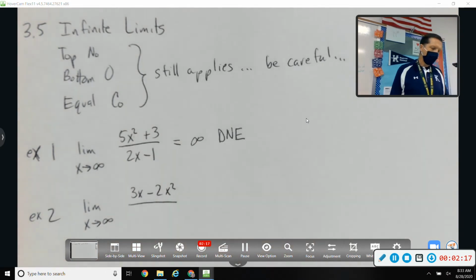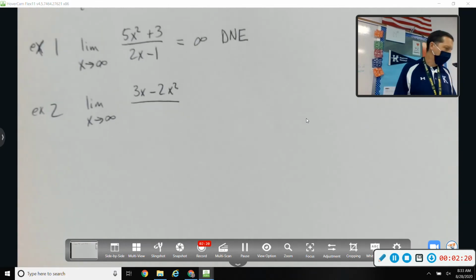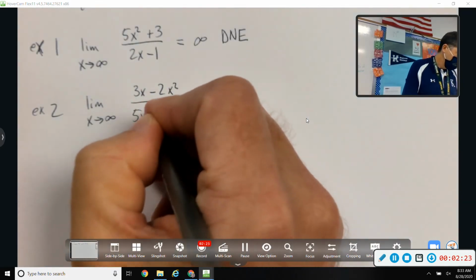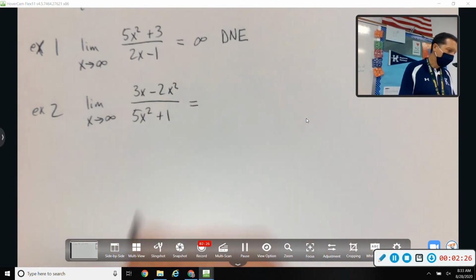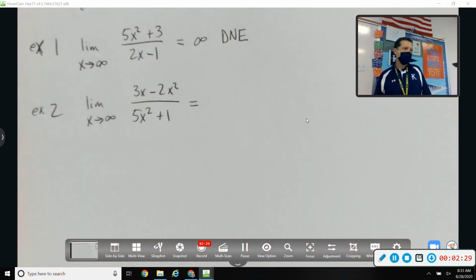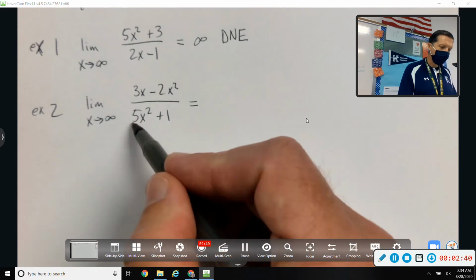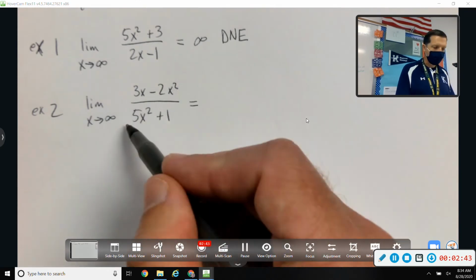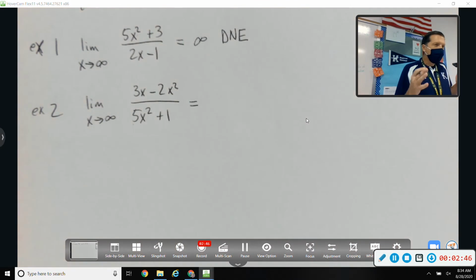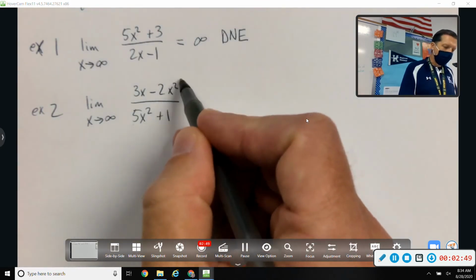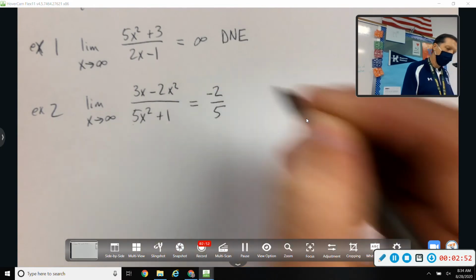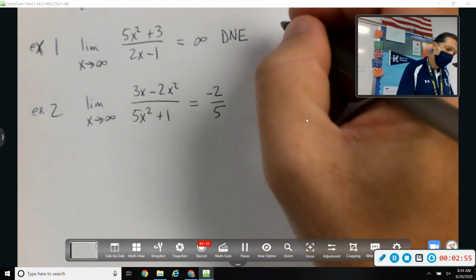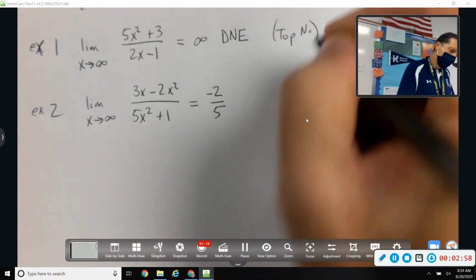Limit as x approaches infinity, 3x minus 2x squared over 5x squared plus 1. So one of you, what's the answer to that one? The coefficient. That's the equal co. Again, you can think about it, x squared, those would be the most important factors of the top and the bottom. And so the x squareds would sort of cancel, or at least they'd be the only ones that mattered, and then your ratio would be negative 2/5. So that's the equal co example.